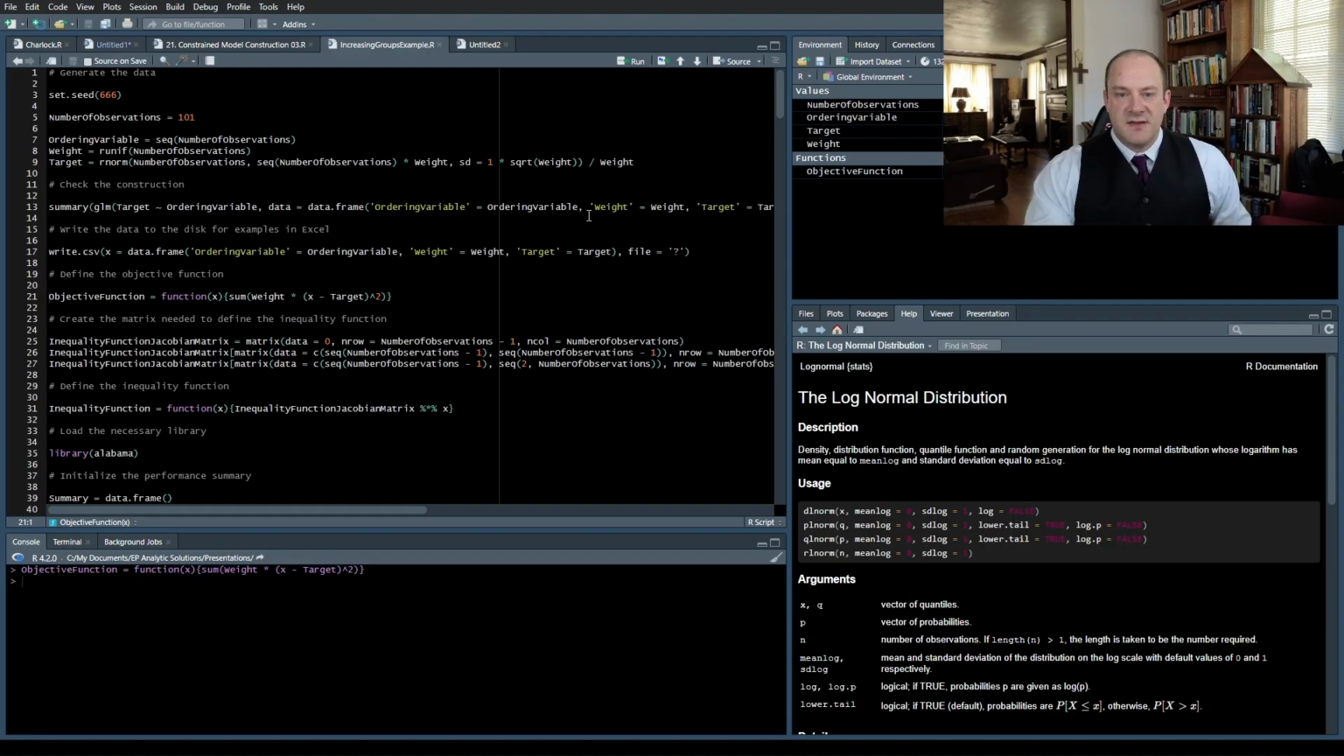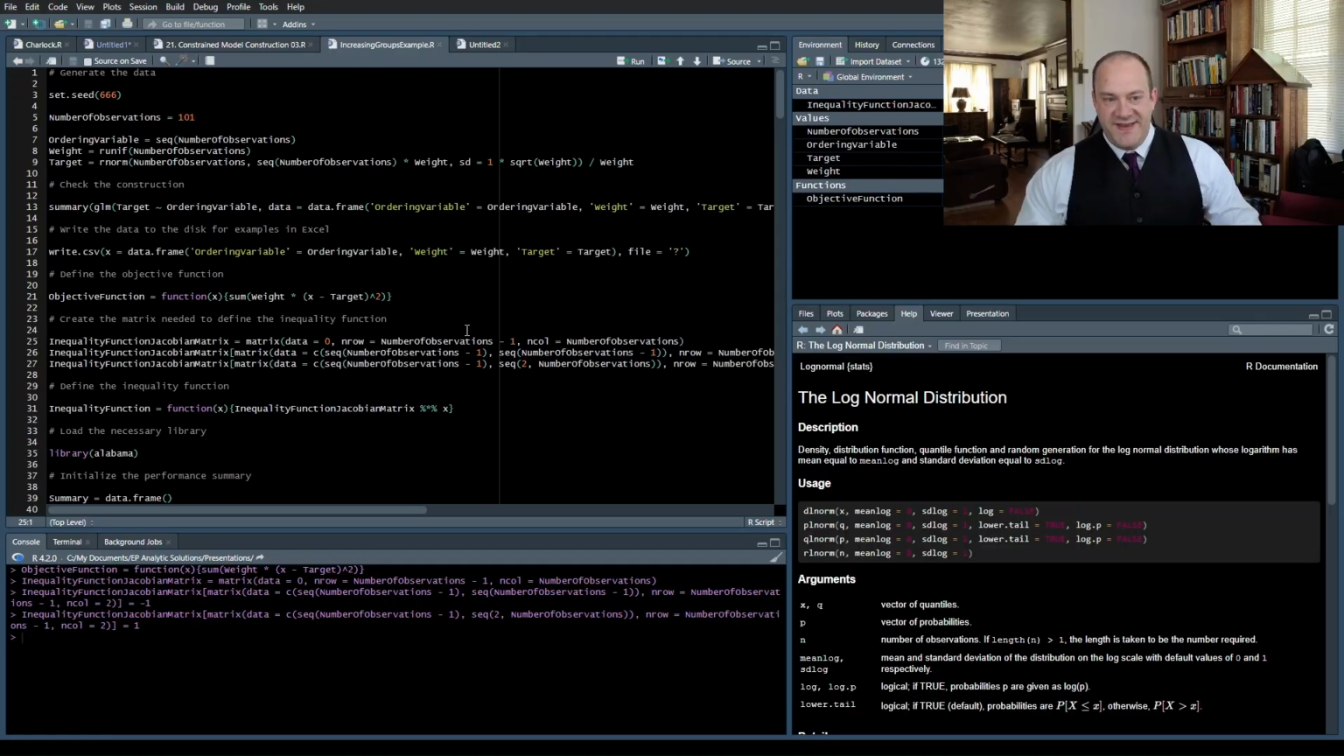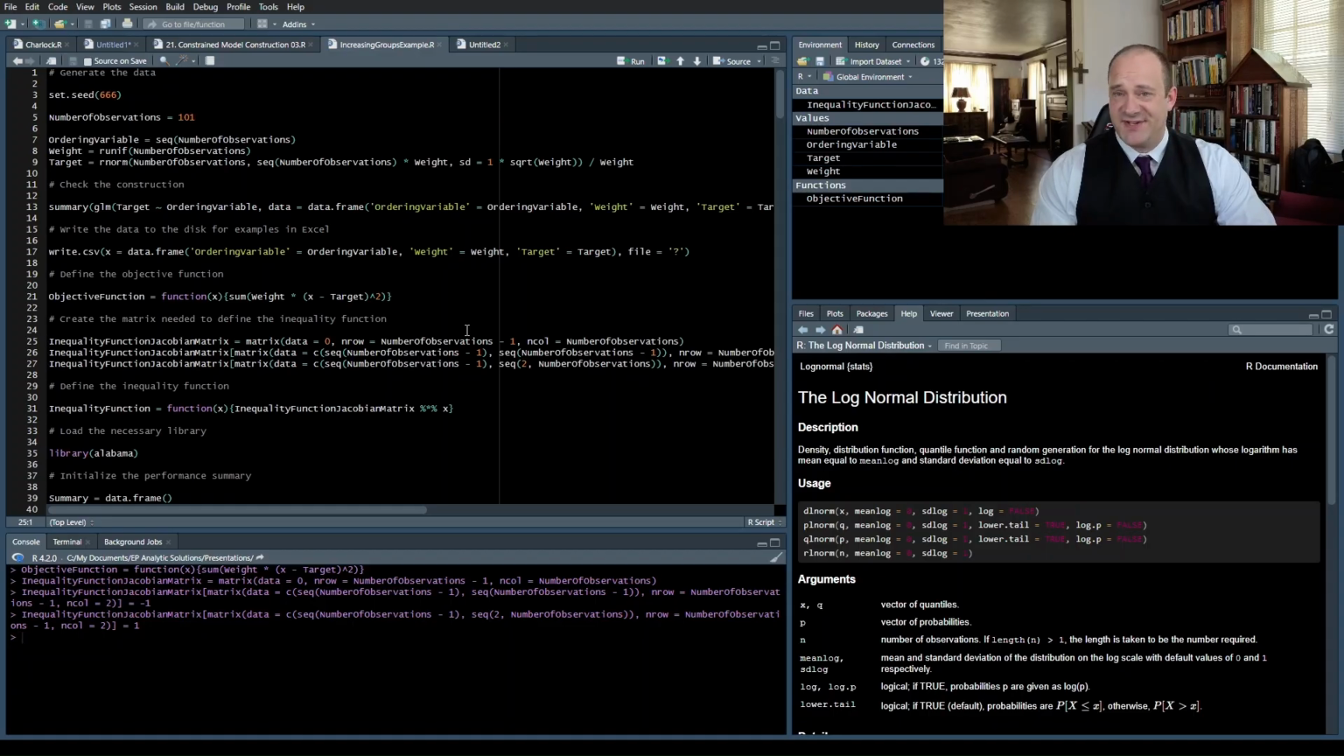Boom. Okay. So that matrix that you just saw in Excel there is precisely what we're creating here when we create the inequality function Jacobian matrix. Now, the Jacobian should be distinguished from the Jacobin, which is political, and the Jacobean, which is aesthetic.